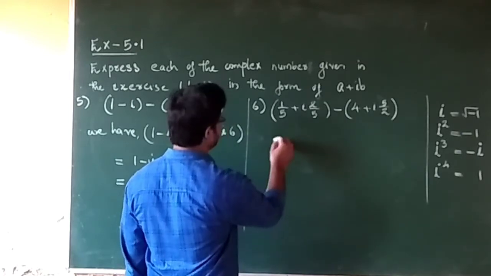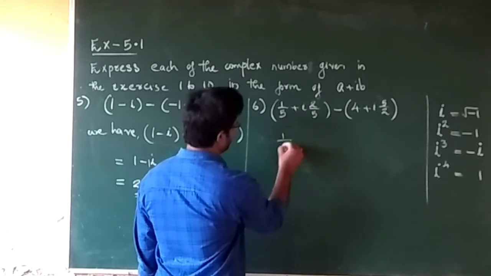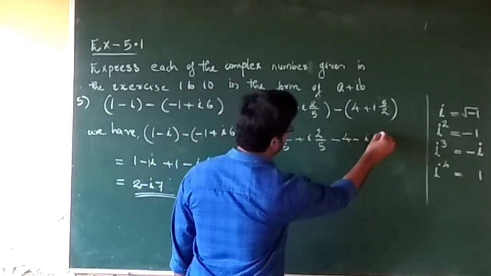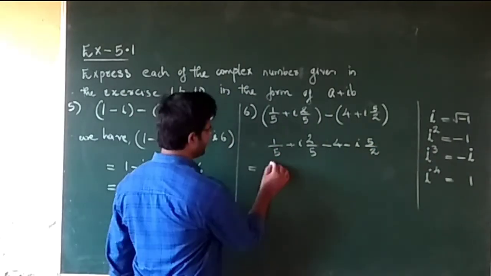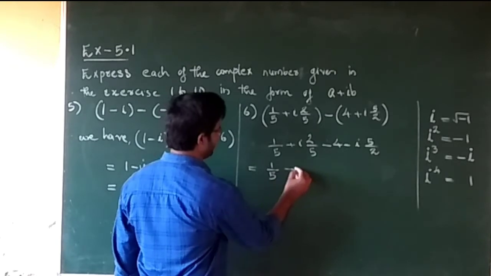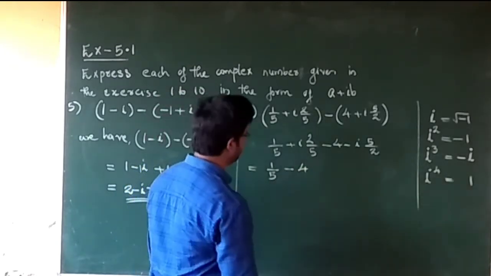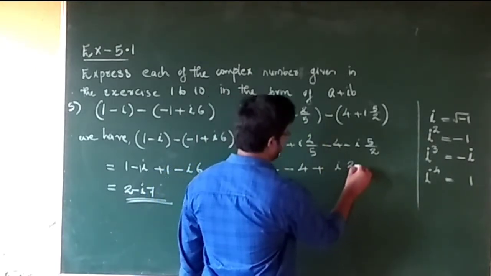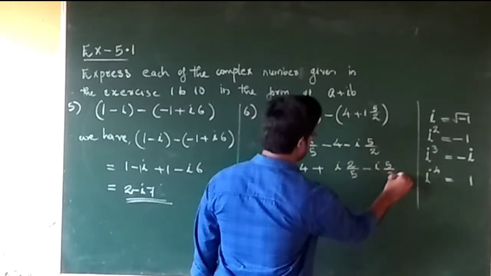Then question number 6. Here also just remove the bracket: 1 by 5, 2 by 5 minus 4 minus i 5 by 2. Rearrange: 1 by 5 minus 4, that is the real part written together. Then the imaginary part, that is i 2 by 5 minus i 5 by 2.